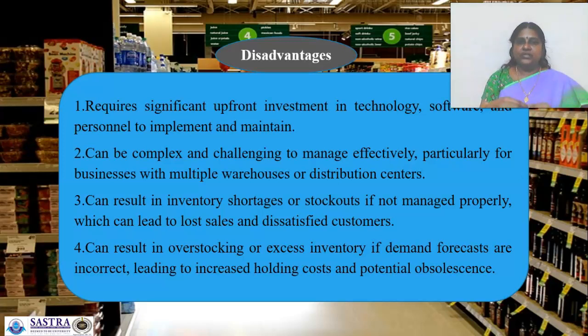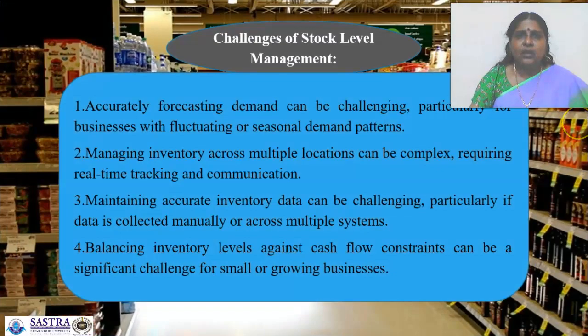And the last point is that it can result in overstocking or excess inventory if demand forecasts are incorrect. So the stagnation of capital at one particular point in the stock level creates excess inventory, which will lock up your capital, leading to increased holding cost and potential obsolescence also. Then what are all the challenges we are facing in stock level management? Number one, we cannot accurately forecast demand.